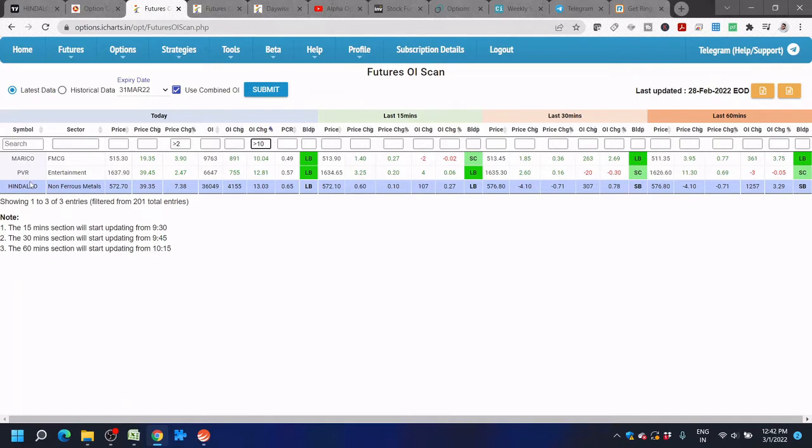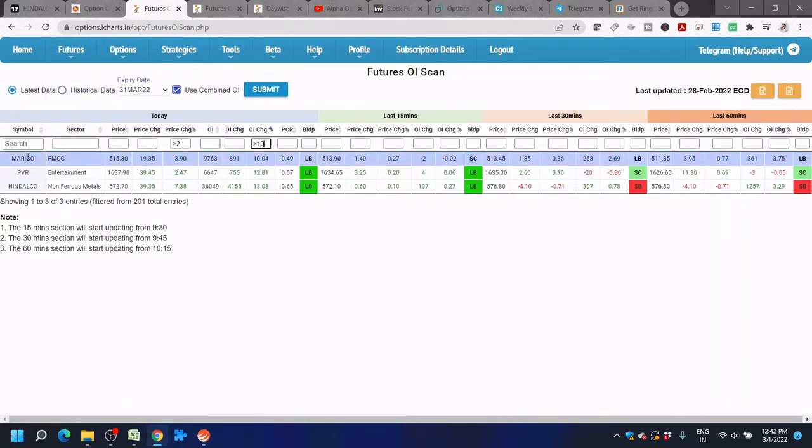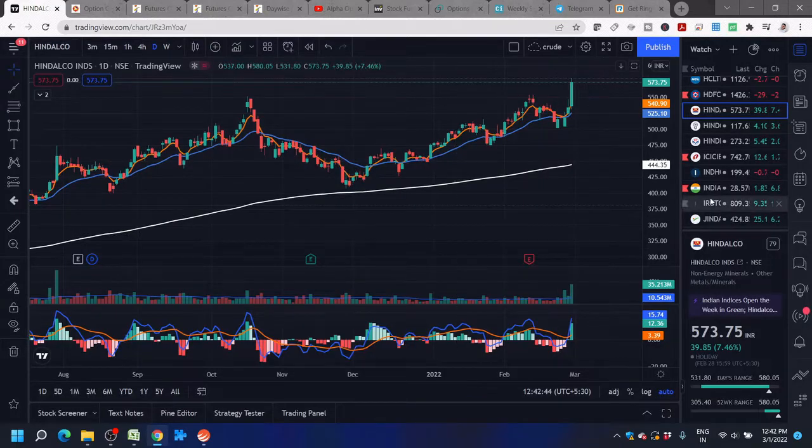You also need to keep in mind that the market had been falling for a couple of days and in the last 2 days it has rallied. So very few stocks are actually in green. Let's analyze these 3 stocks and see if we can correlate this data to our chart settings. I have already mapped Marico, PVR and Hindalco here. So let's start with Marico.